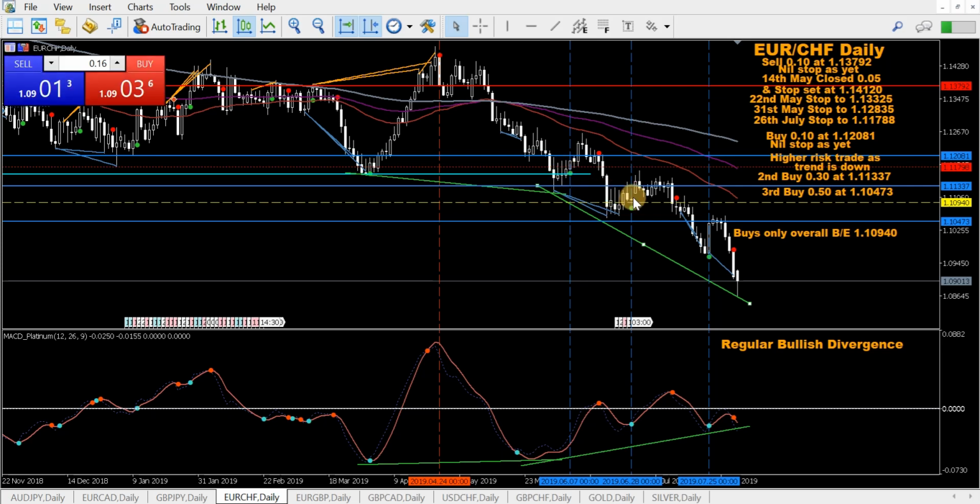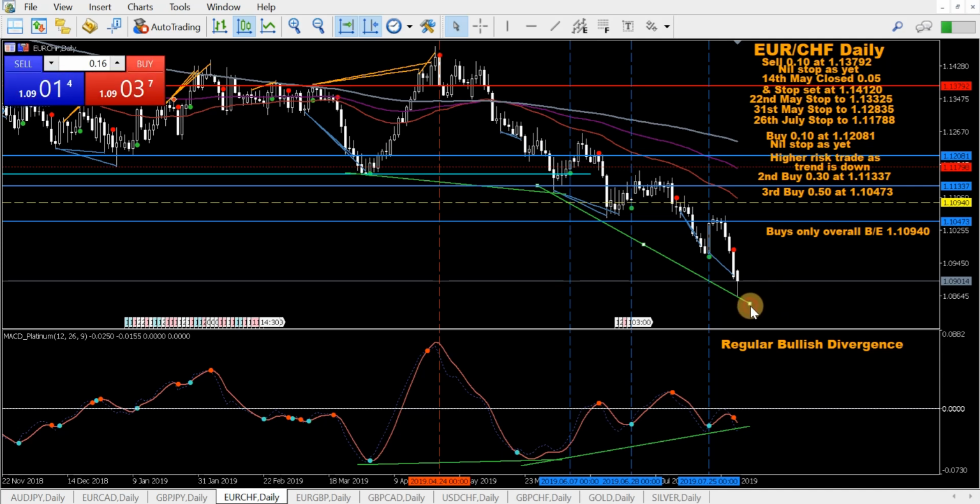Then I've got these 1, 2, 3 buys. Overall break even for them is there. You see the notes on the chart. You can pause this video anytime and just read my notes. Normally it's in chronological order, the way I've entered as you work down.